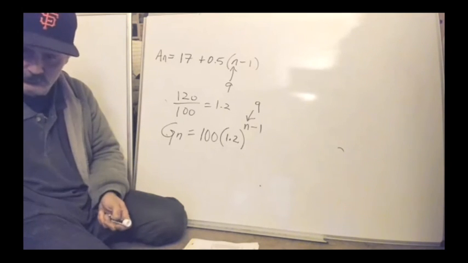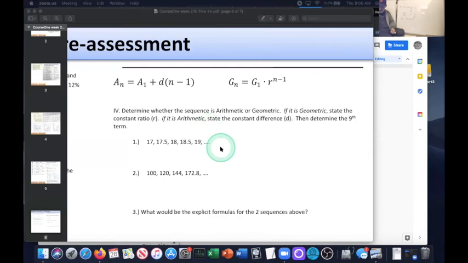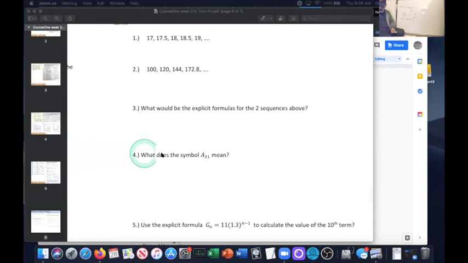Okay, so the last two problems. Now the fourth problem here is me seeing if you even understand what that means. That's a symbolic way of saying for the sequence we're calling A, this is the 31st term. That's what this symbolically means. There's a sequence, we're going to call that sequence A. This means what's the value of the 31st term?